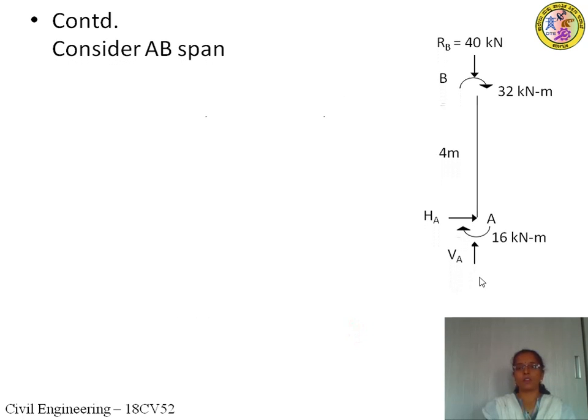Next we will consider the vertical member AB. Rb is acting in the downward direction, so whatever the reaction is there, that will be acting as load on the vertical member. Let us consider HA in this direction, along with the support moments. Apply the equilibrium conditions. Sigma Fy is equal to 0, which implies plus Va minus Rb equals 0. That implies Va equals Rb equals 40 kilonewton.